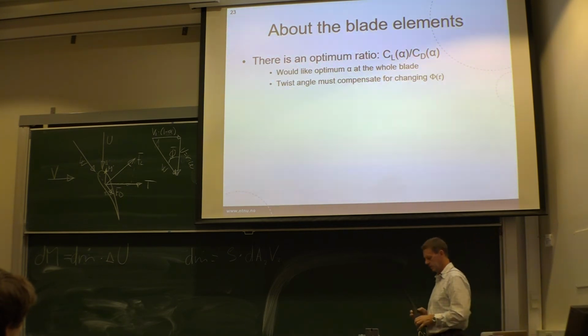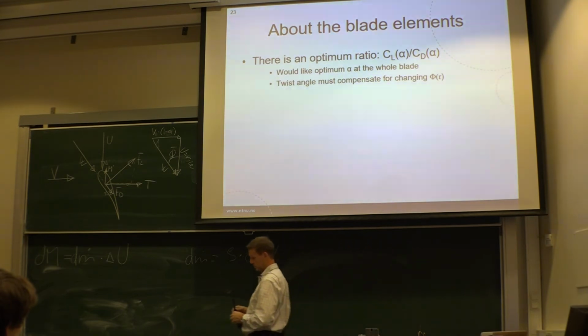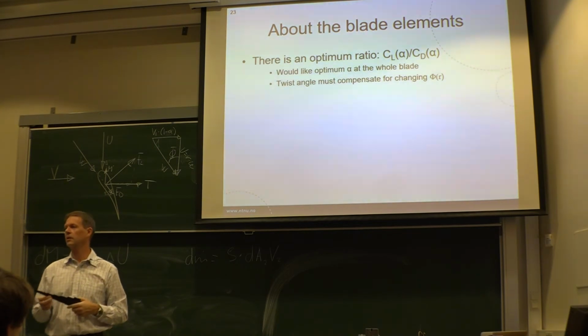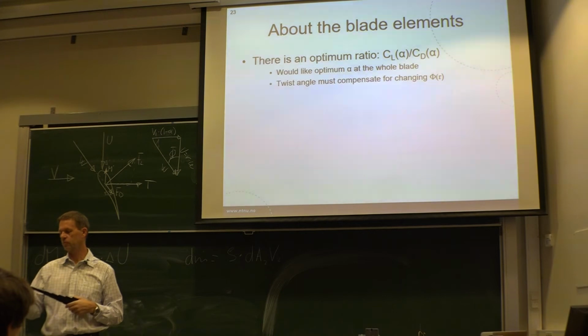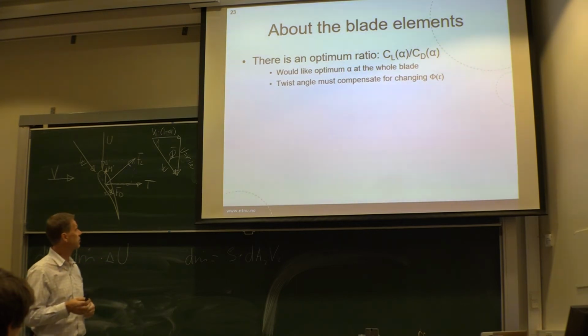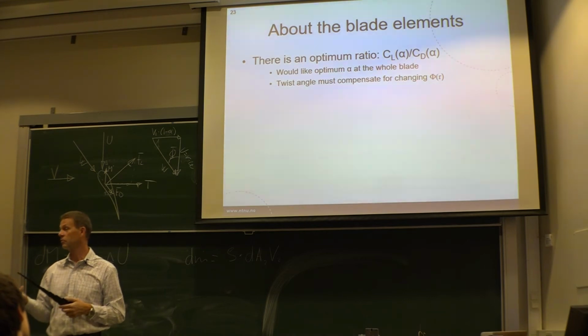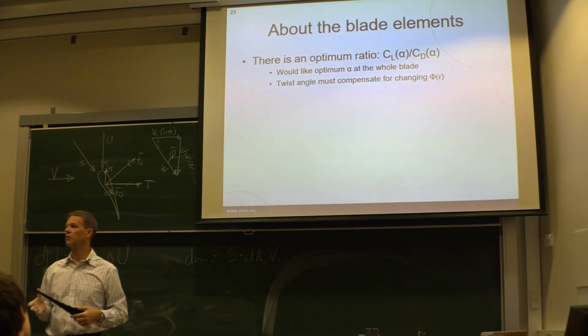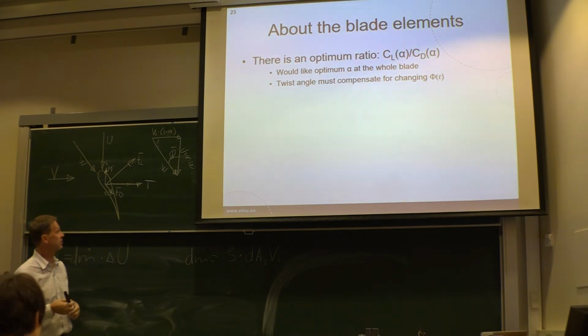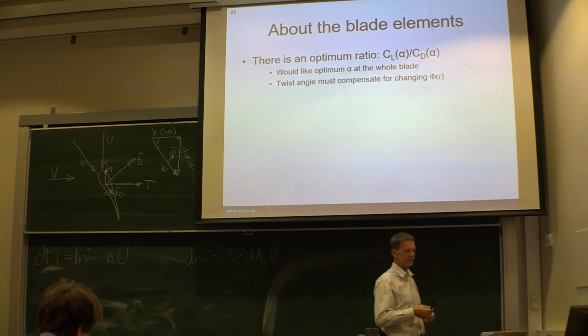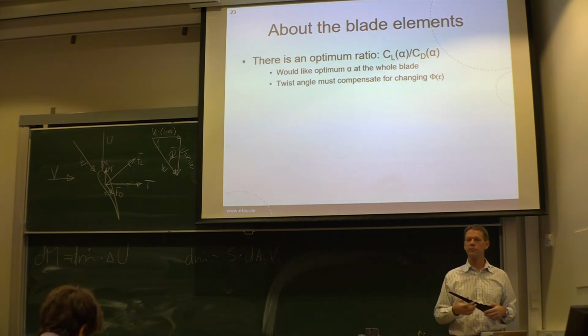If you choose to use the same blade for each element, and I hope you will, at least for the first iteration, then there will be an optimum ratio between CL and CD. You have been given a table of CL and CD values at different angles of attack. Then you find the optimum CL over CD, and that's the number you want to achieve in order to have an optimum turbine.